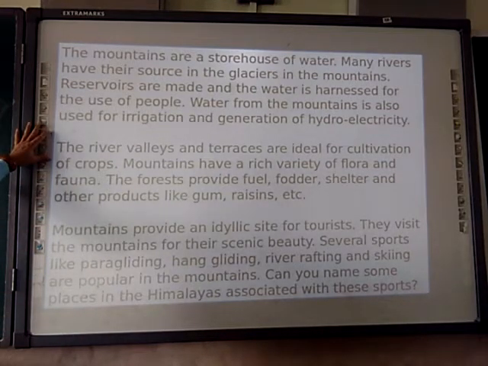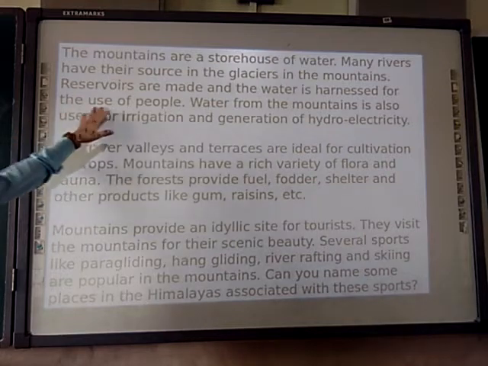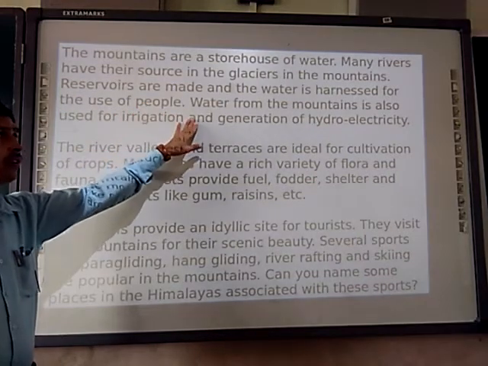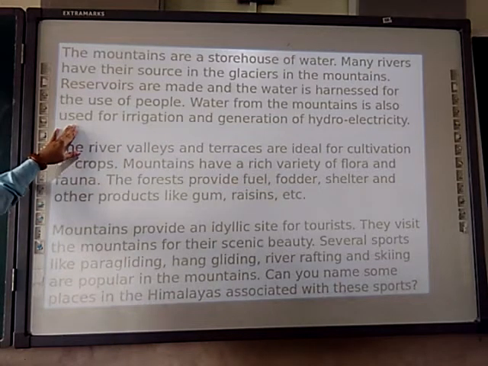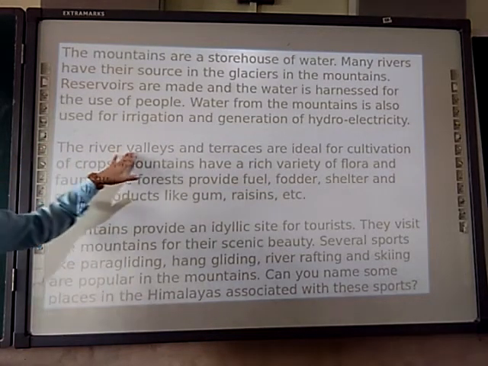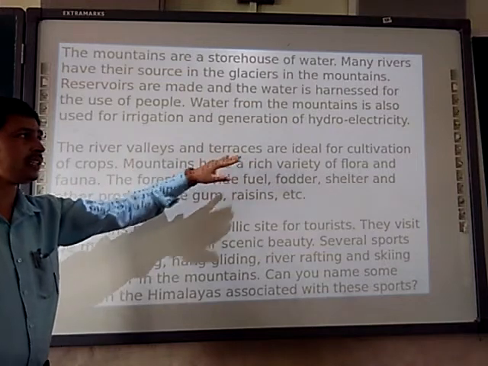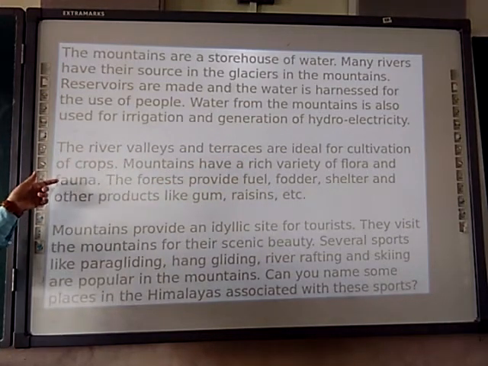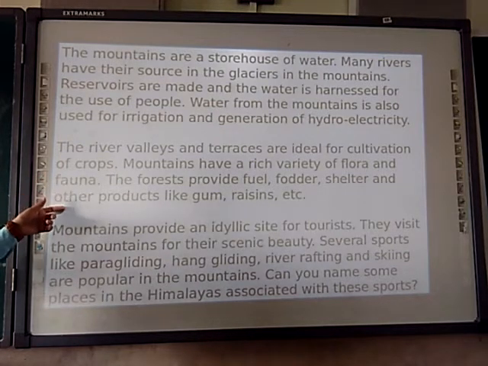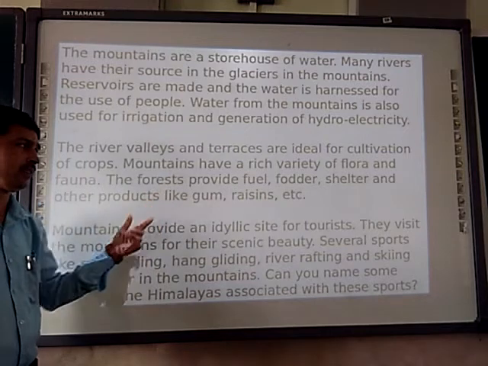Reservoirs are made and the water is harnessed for the use of the people. Water from the mountain is also used for irrigation and generation of hydroelectricity. The river valleys and the terraces are ideal for cultivation of crops. Mountains have a rich variety of flora and fauna. The forests provide fuel, fodder, shelter and products like gum and resin.